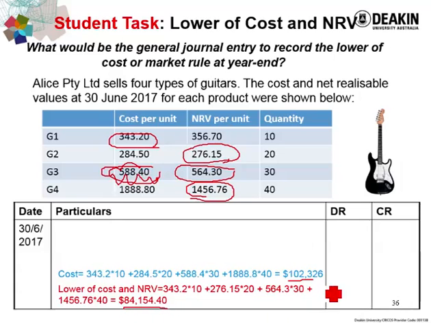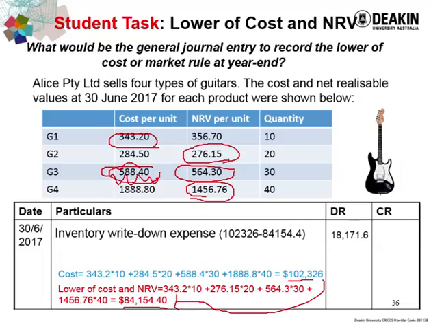So that will give us our lower of cost and net realizable value total 84154.4, and we need to write down the inventory from 102,326 to 84,154.4. So we debit inventory shortage expense and we credit inventory with the differential amount, which is 18171.6.